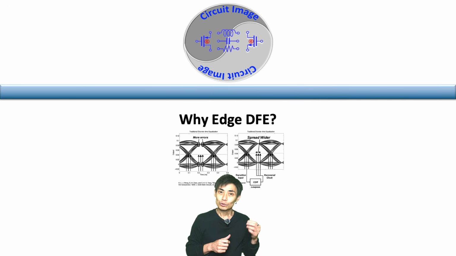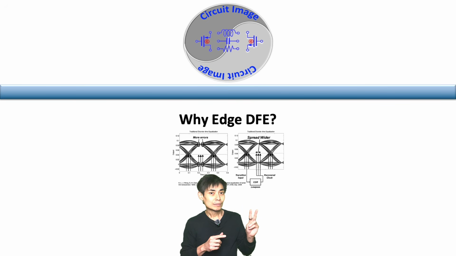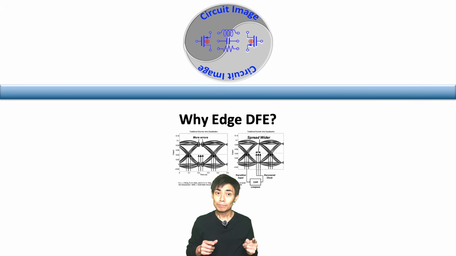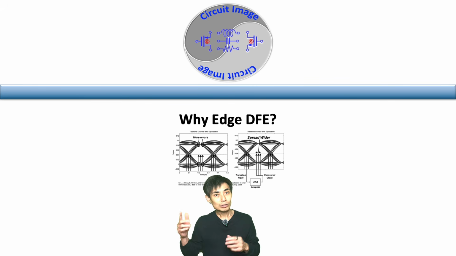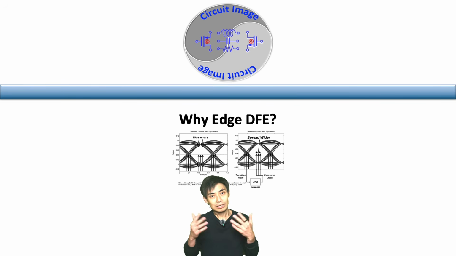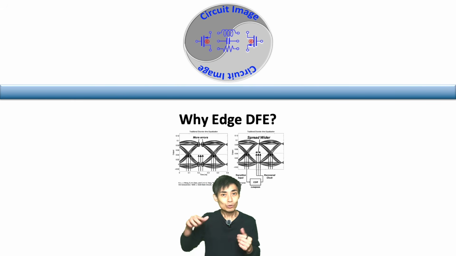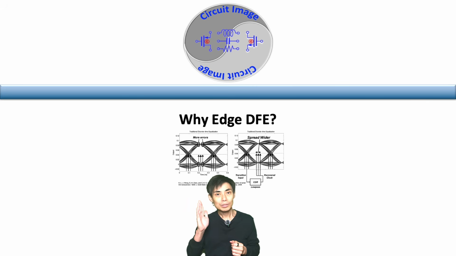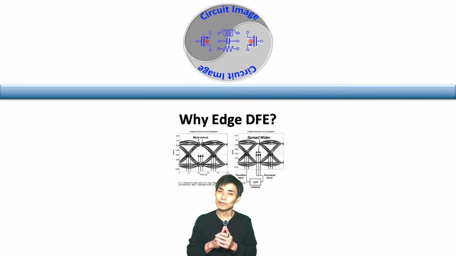The edge sampler looks at the transition point. That transition information is used by the CDR to decide where the recovery clock should be. So the key idea is this. If the data eye is clean, but the edge crossing is still dirty, the recovery clock can still be noisy. And once the recovery clock is noisy, it will come back and hurt the data sampling point. So data DFE only solves half of the problem. Edge DFE solves the other half.